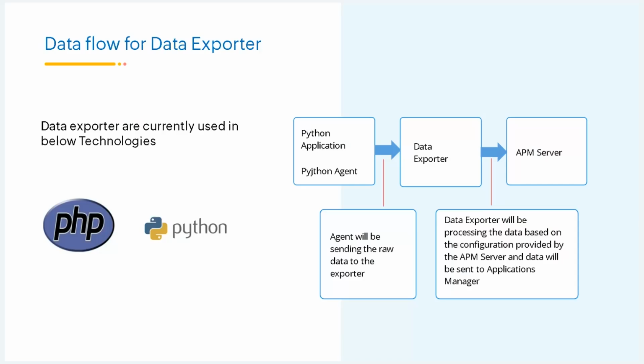The data exporter supports agents written in Python and PHP. These agents are responsible for monitoring the applications to capture their metrics and the traces. Developers or the IT team integrate the supported agents into their Python or PHP application. These agents will collect the performance metrics, the traces, and the other relevant data from the application.